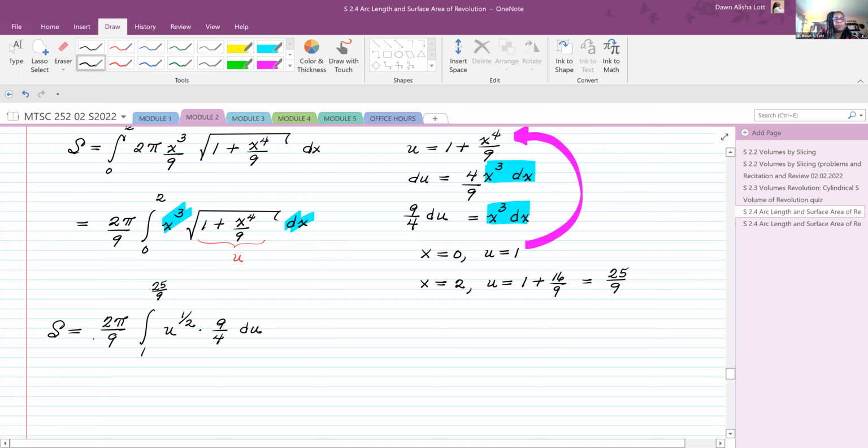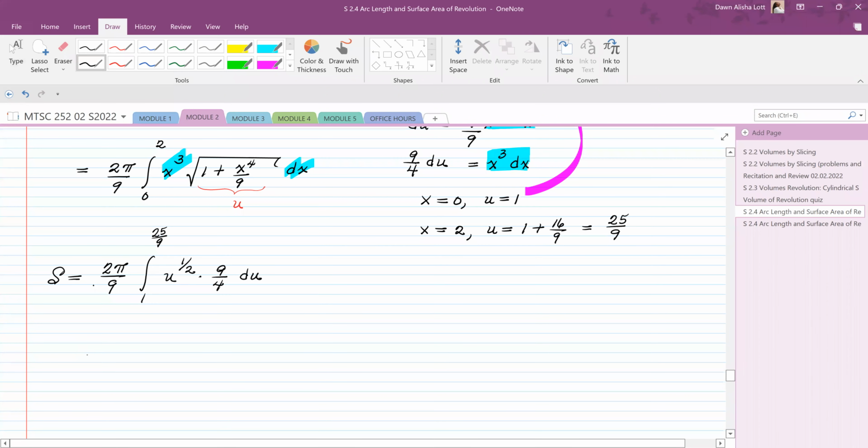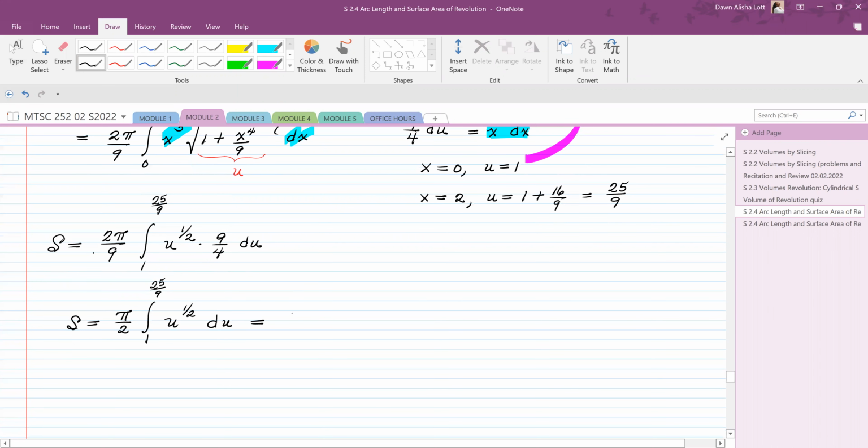And then you multiply it by the 2/9 pi. And so what do I get outside? 1/2. Okay, so I get pi over 2 times the integral from 1 to 25/9 of u to the 1/2 du. Okay, what do I do with that? So you get u to the 3/2 divided by 3/2, which is times 2/3, and I still have the pi over 2 out here. And this gets evaluated between 1 and 25/9, right?